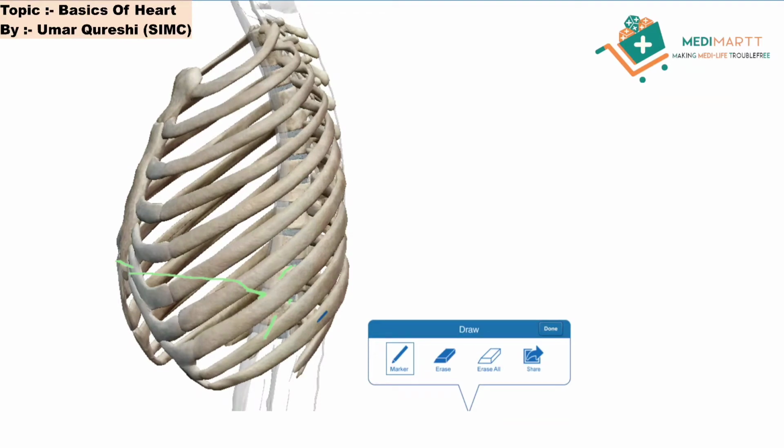Now it is replaced by bone after 40 years. So this is also a cartilage. This joint, the xiphisternal joint, is also cartilage. It is converted into bone after 40 years, and the manubriosternal joint is converted into bone after 60 years.